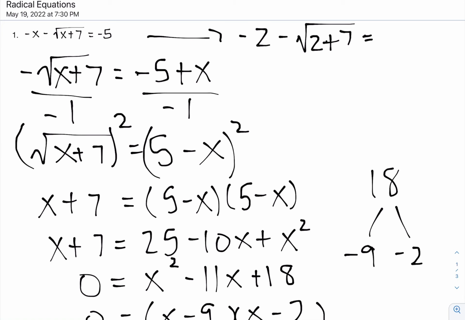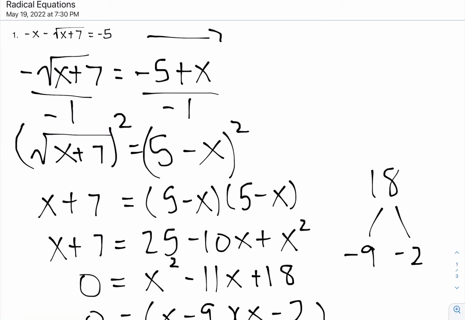And that should equal negative 5. Okay, so negative 2 minus, well, the square root of 2 plus 7 is the square root of 9, which is 3. Minus 3 equals negative 5. Negative 5 does equal negative 5. So x equals 2 is a valid solution. Okay, so x equals 2 is correct.